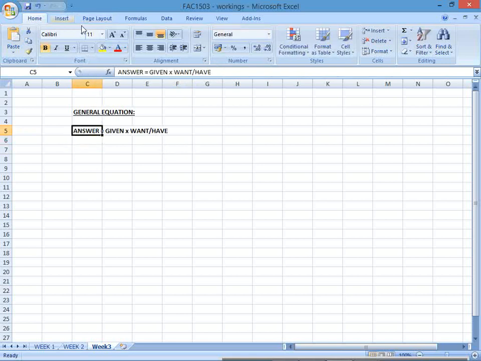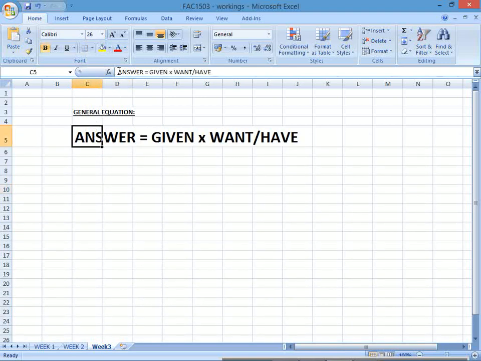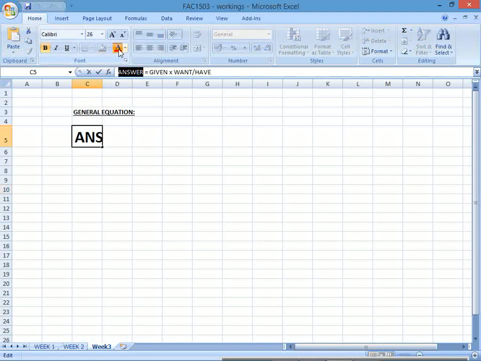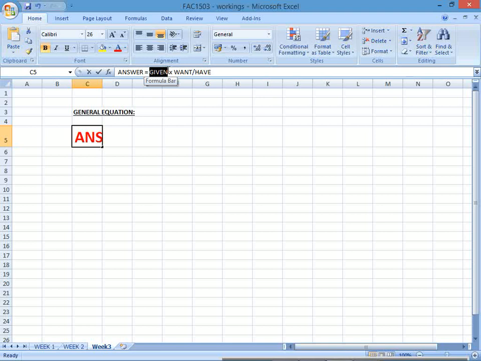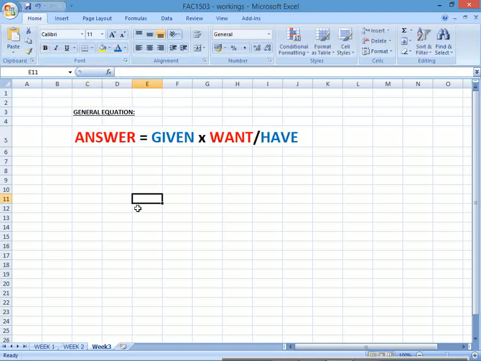Okay, and it works all the time. And you can use this for anything that has a ratio. Okay, so the answer is what you're looking for, and that's what you want. The given is what you have in the question.